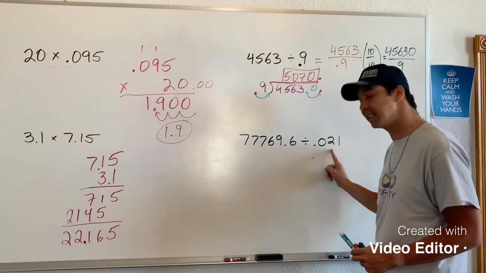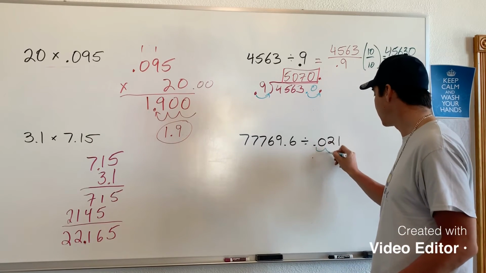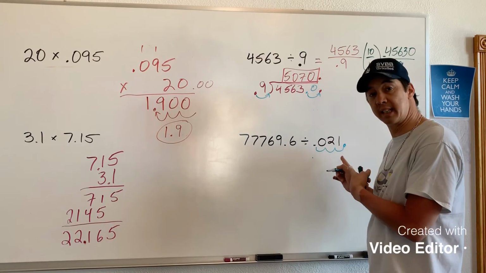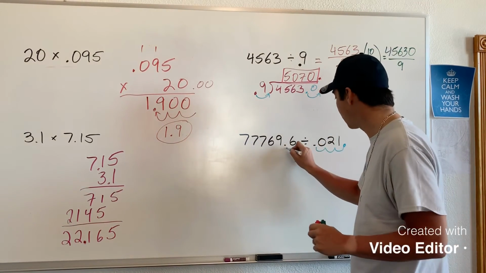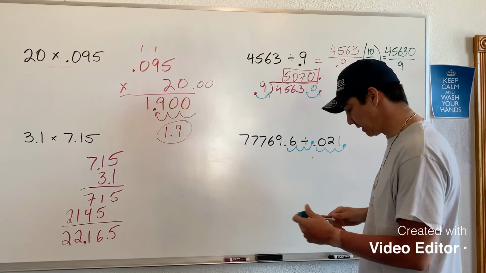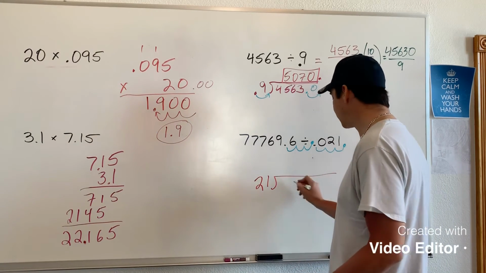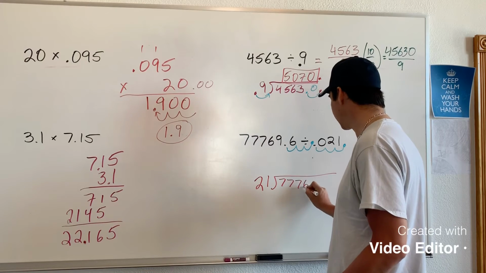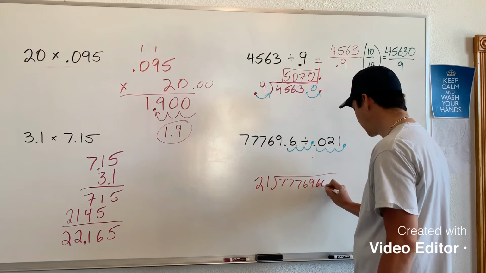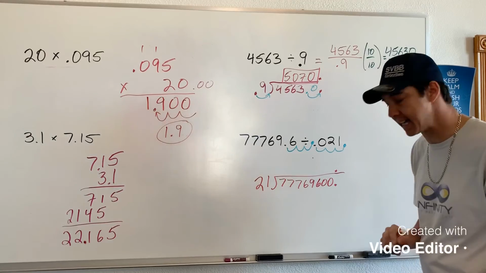All right, let's try one more quick problem. On this one, this is the denominator. So I'm going to have to move my decimal 1, 2, 3 times. Anything I do, the number I move it in the denominator, I must also do to the numerator. 1, 2, 3. So this turns into a new question. This is asking me how many times does 21 go into 77769,600. And the decimal point will go there, and the decimal point will remain there in the answer.